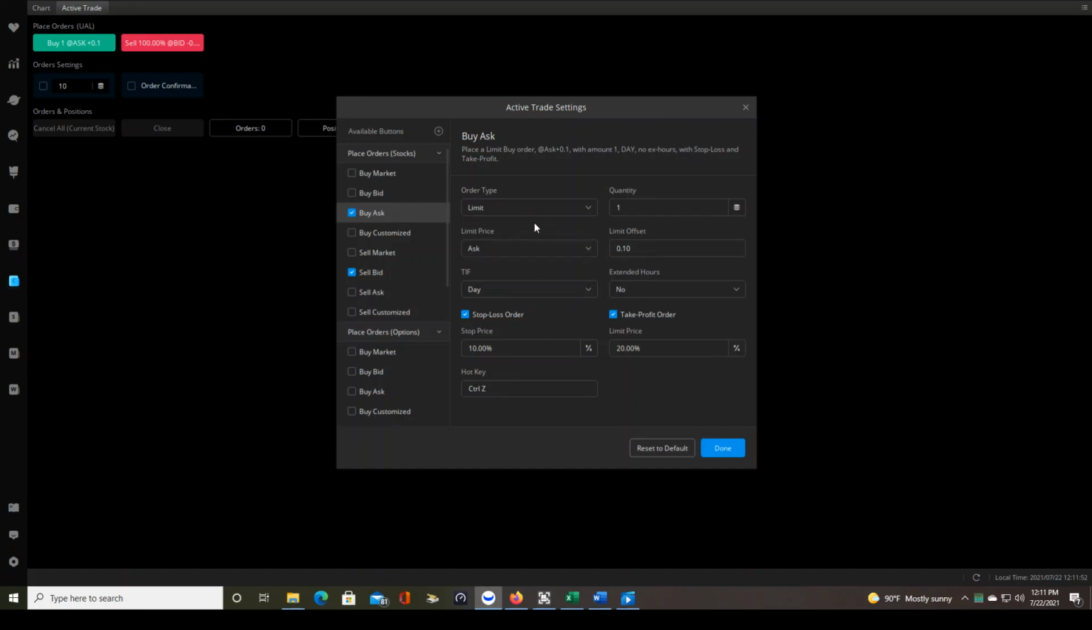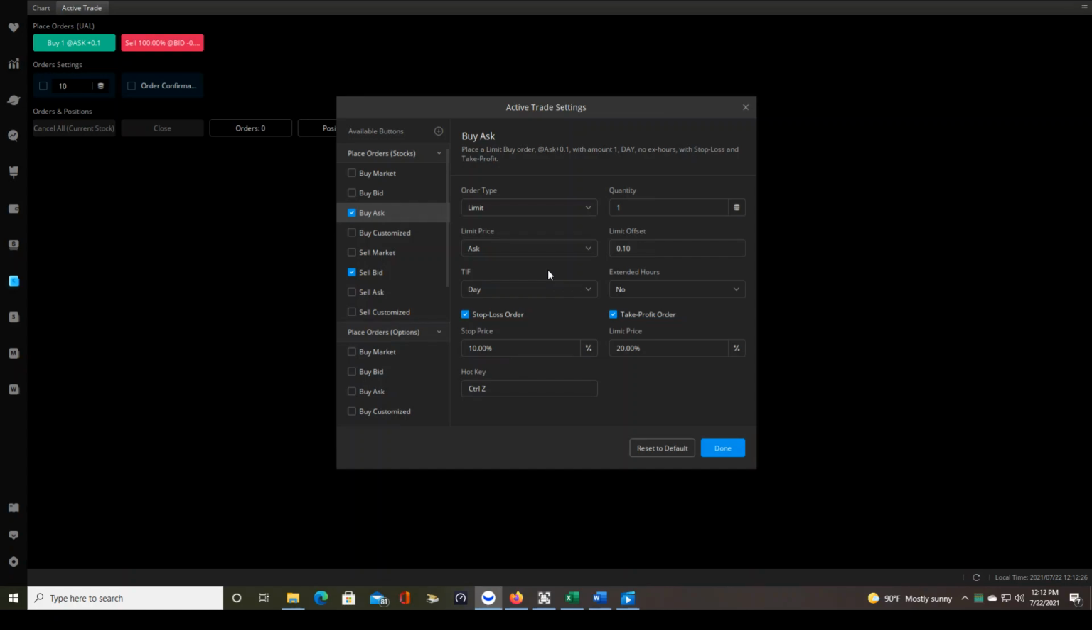The order type is a limit order, and the limit price is the ask price. Why the ask price and not the bid? You see some traders say, oh, I want to buy the bid because it's cheaper. That really makes no sense if you understand what the bid and the ask really mean. The ask is where the sellers are. It's the price that the sellers are willing to sell their shares at. The bid is the price that the buyers want to buy shares at. So if you try to buy the bid, it's like you're trying to buy from people that don't own the shares. So if you want to make sure that you get filled, you want to buy the ask.